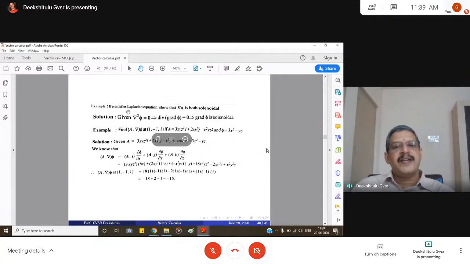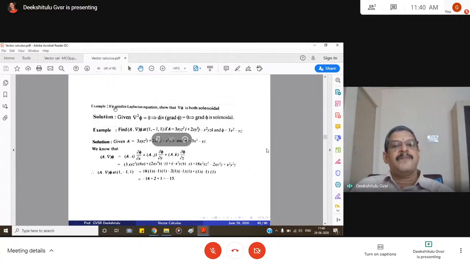Now, under problem, phi satisfies Laplacian equation. Laplacian equation, this is also a very important equation in fluid dynamics, thermodynamics, field equations. Del square phi is called Laplacian equation in 3 dimensions. If we elaborate this, dou square phi by dou x square plus dou square phi by dou y square plus dou square phi by dou z square is equal to 0 is called Laplacian equation or Laplace equation. So this is called divergence of grad phi is equal to 0. That means grad phi is solenoidal.